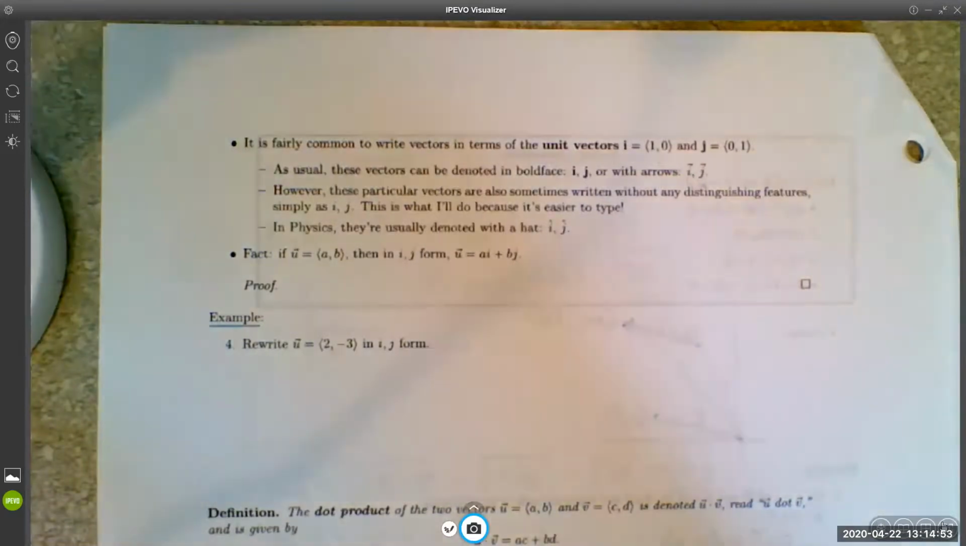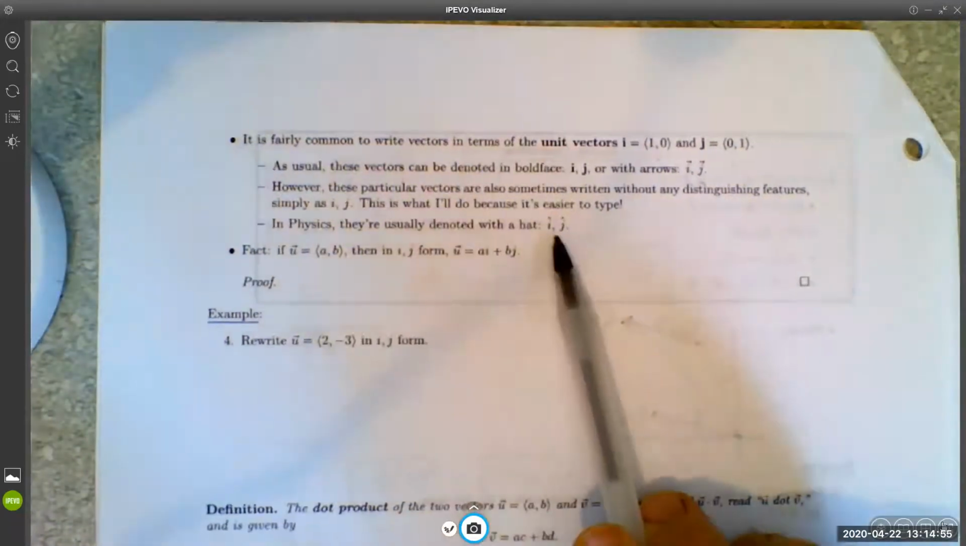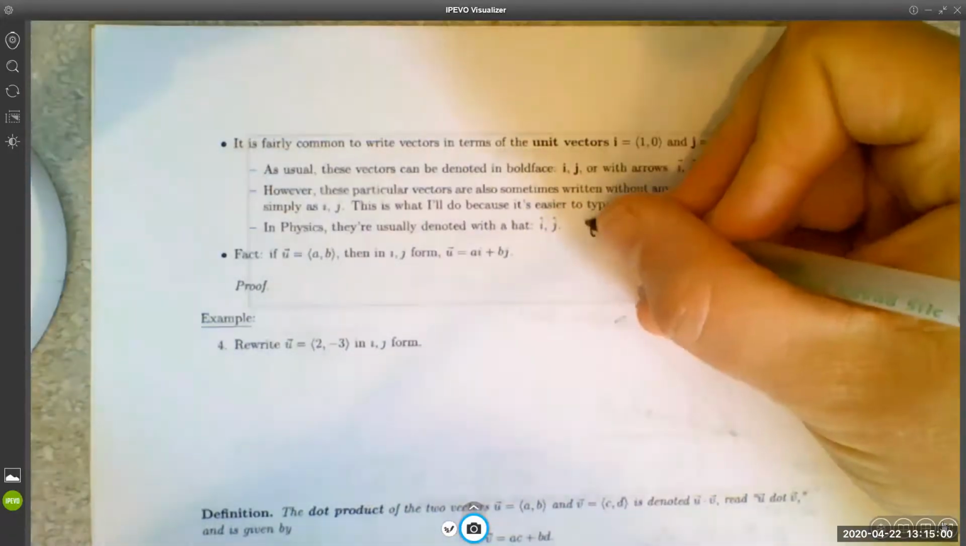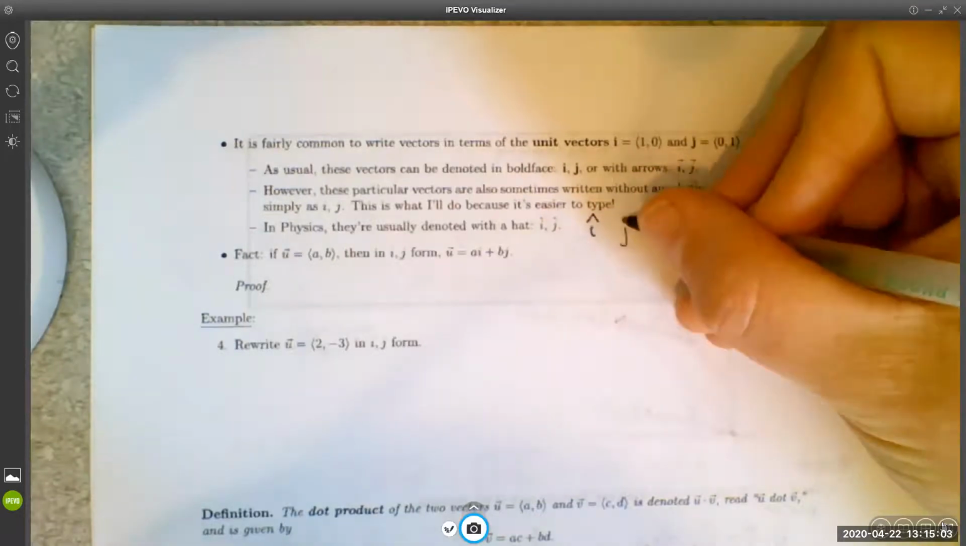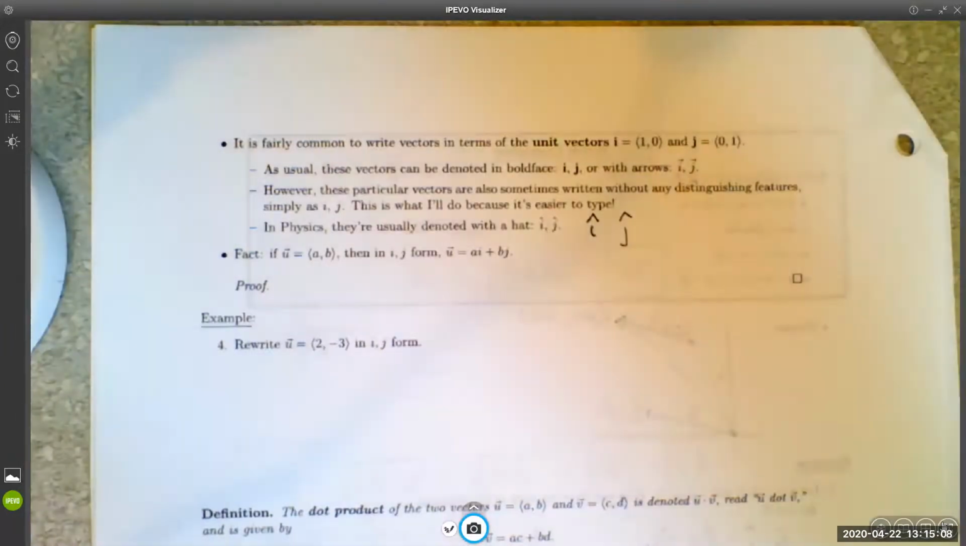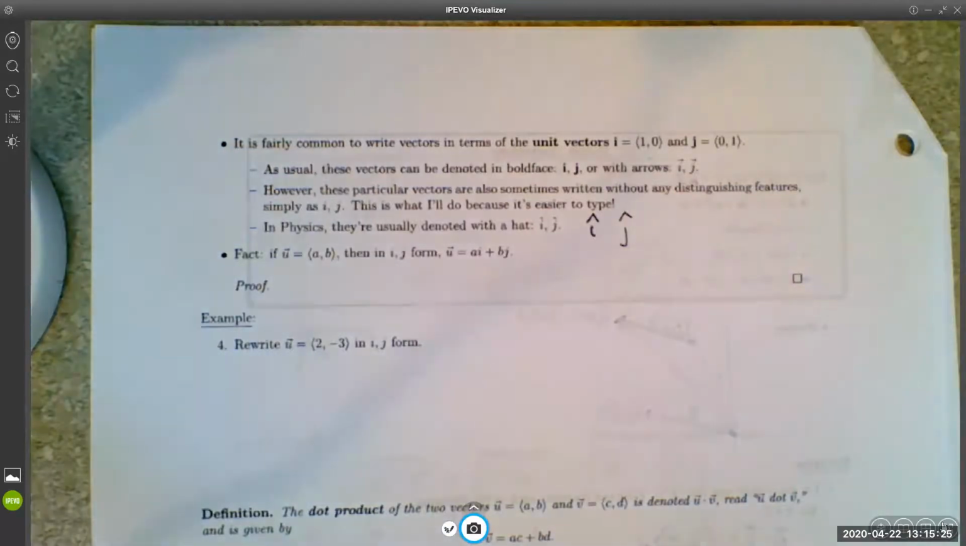And then the other thing that's pretty common is that in physics, they're usually denoted with a little hat over the top. So i hat, j hat. In fact, sometimes they put the hat instead of the dot. So it would look like this in physics. Anyway, all of these different notations, but at the end of the day, when you see i, you know that it stands for vector 1, 0. And when you see j, it stands for vector 0, 1. It's a little unfortunate because in math, we already have a reason for using i, right? i is the complex unit. But anyway.